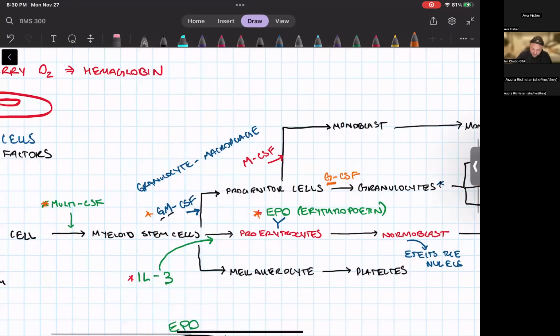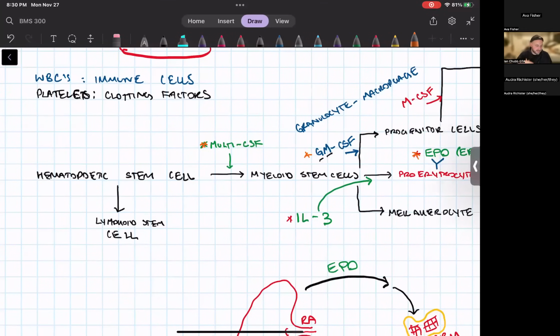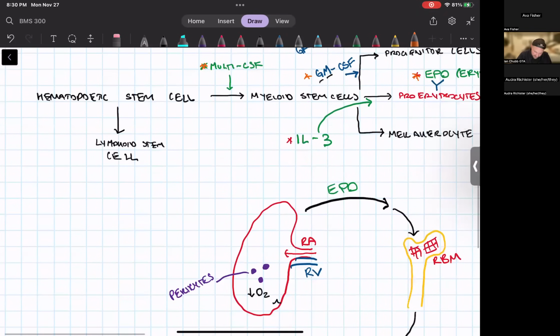As for the lymphoid stem cell line, there's no real markers at this point that you guys have to worry about that will get you over to that one. But we do know lymphoid stem cells become the lymphocytes. So we have our B lymphocytes and our T lymphocytes. So those will be their end-all be-all differentiation at the end.